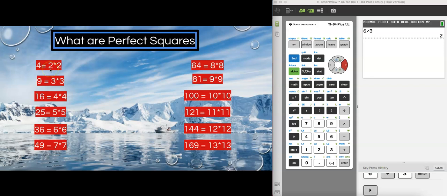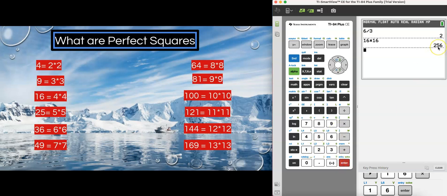In order for it to be a perfect square, it has to be able to be multiplied by 2 of the same digits, okay? So if I multiply 16 and 16, doing that over here, I got 256. Therefore 256 is a perfect square, because when I multiply 16 and 16, I get 256.